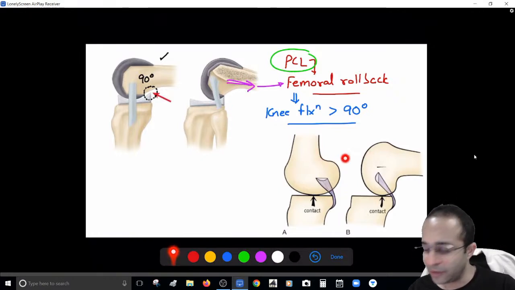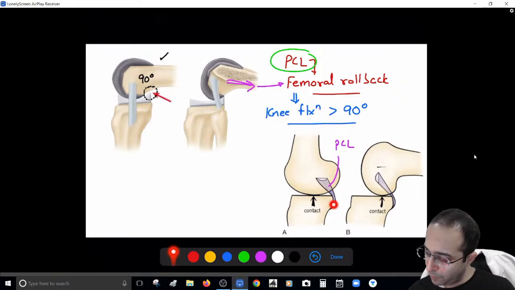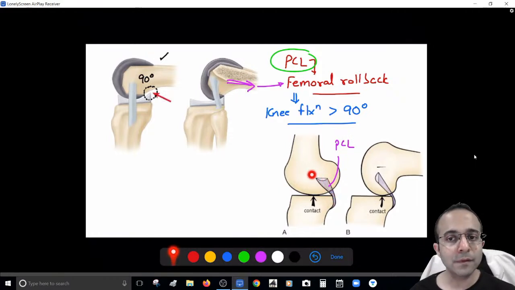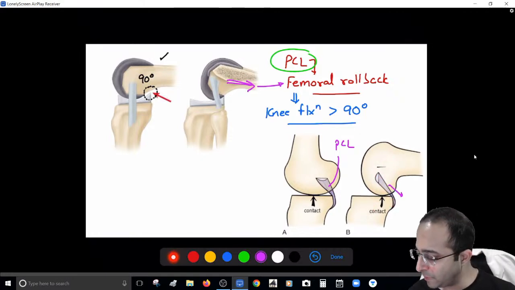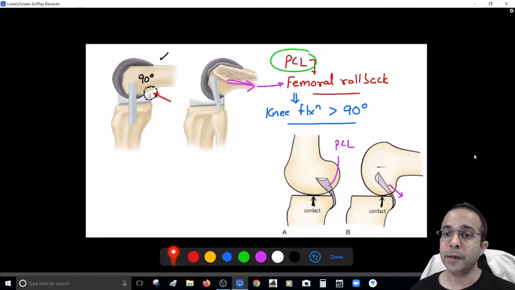See this excellent diagram. This ligament will be the PCL going from the back of the tibia to the front of the femur. So if you flex this knee to 90 degrees, you can see the ligament coming from the back of the tibia and attaching on the femur. So as the knee will flex, the PCL will become tight, and this PCL will pull the femur back, bringing it to the edge of the tibia, and this femoral rollback will allow the knee flexion to cross 90 degrees.